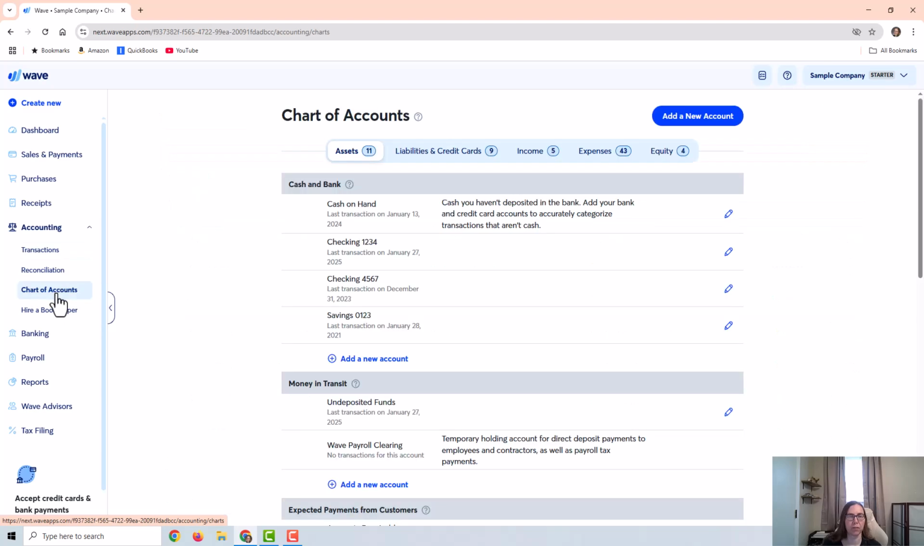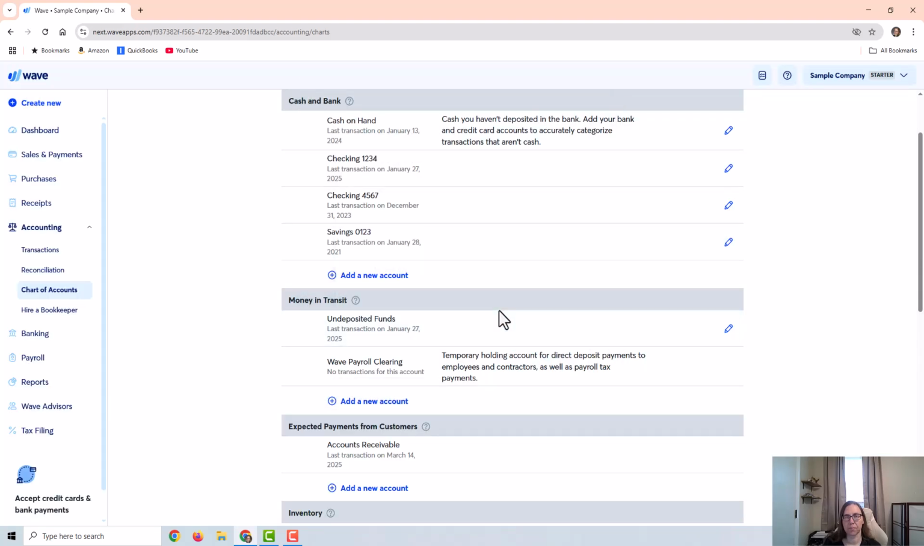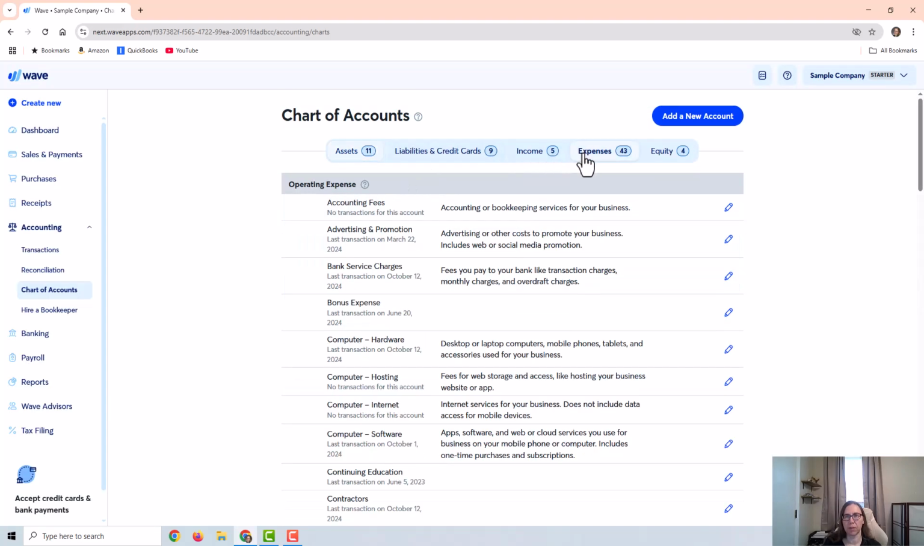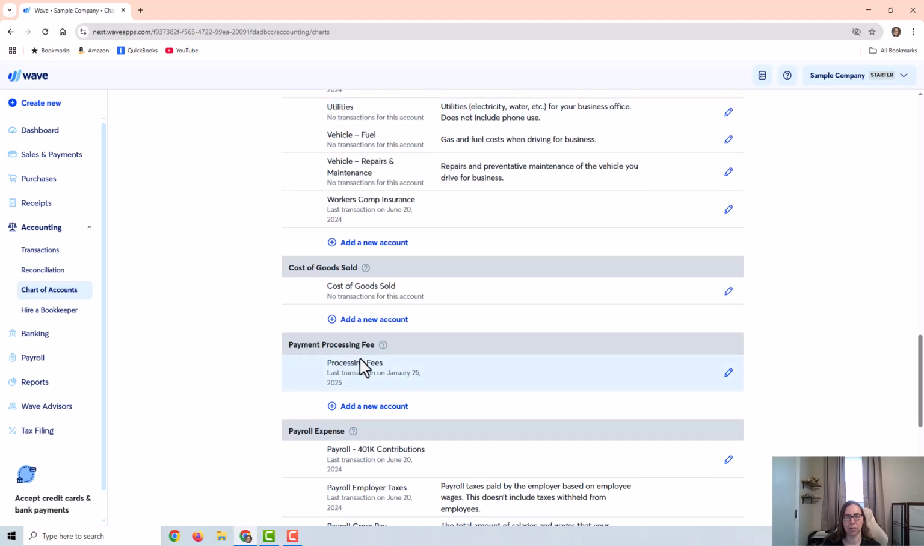First of all, you want to have a few things set up in your chart of accounts. You would want to have some sort of money in transit account. I have one set up called Undeposited Funds, but you could certainly set one up that's called Funds in PayPal or something along those lines. And then you would want to have a processing fees account set up. And I already have one set up called processing fees. This would be under the payment processing fee category. When using an account in this section, Wave allows you to deduct it from the deposit.